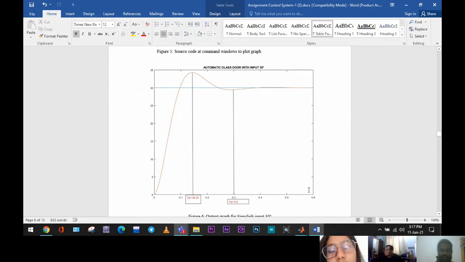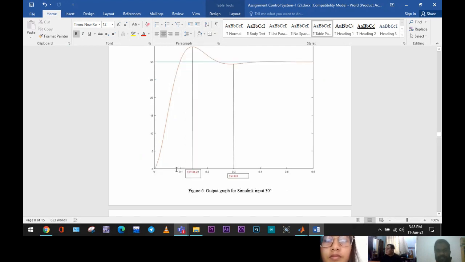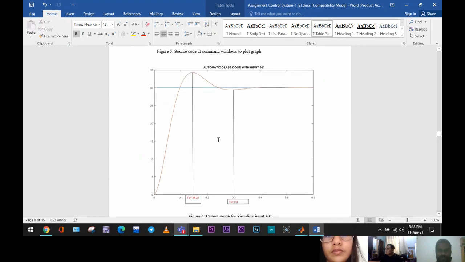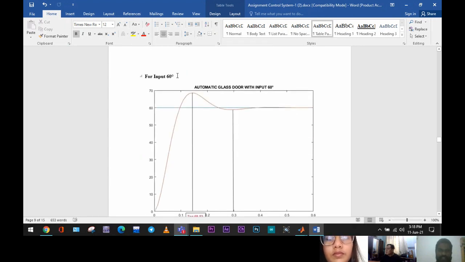So Nabil, can you explain about this? Okay, I will explain the result graph for the simulation. This is the output graph for 30 degrees. As we can see from the graph, we got the peak value. The peak value for 30 degrees is 34.21, and we got the TS as 0.3. Right, so this is for the 30 degree input, and the next one is for 60.